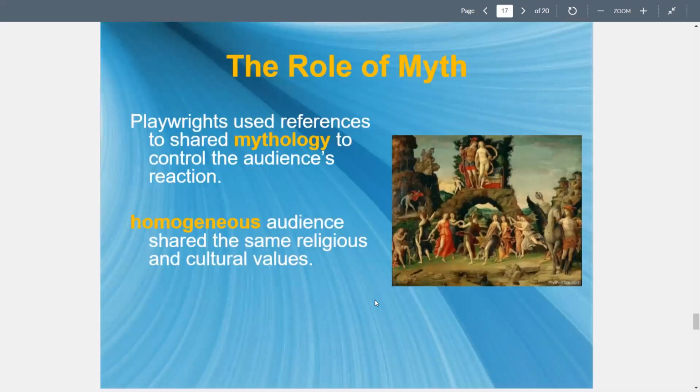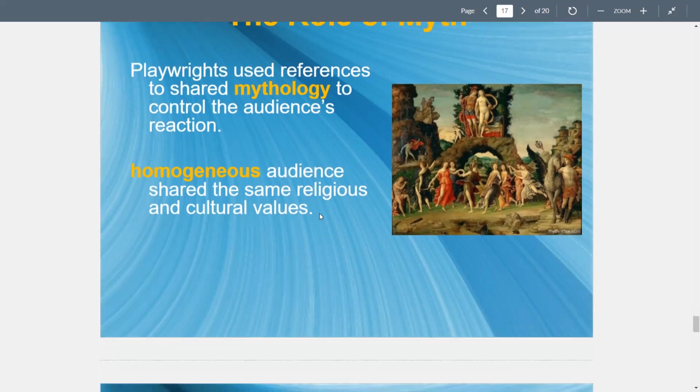And as I said, the role of myth in these stories is that playwrights use references to shared mythology because it controls the audience's reaction. If not everyone who sees the play is surprised, then they can focus more on the lesson than plot turns and twists. And a homogeneous audience shares the same religious and cultural values. So all the Greeks would know the same mythology, and they were usually all the same ones attending the play. If you had foreigners come in, it's a little bit different. They'd have different religious and cultural values, so they might not understand the mythology.